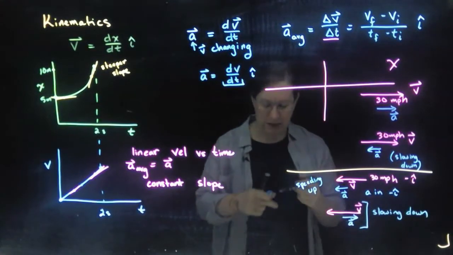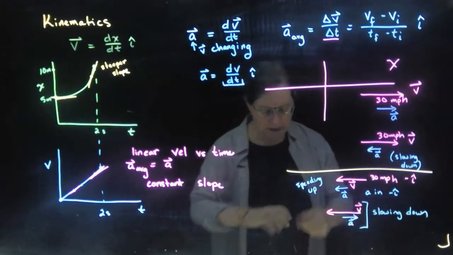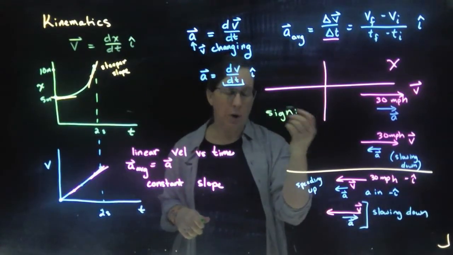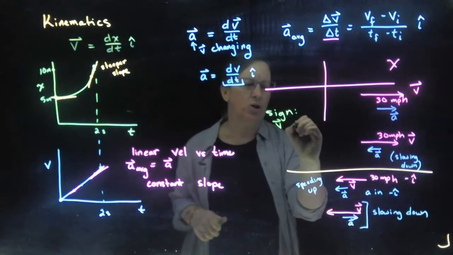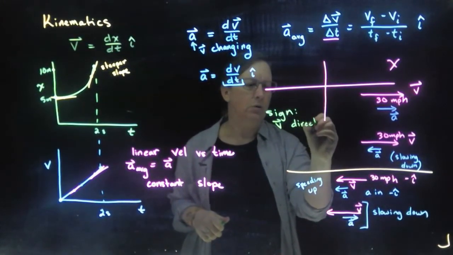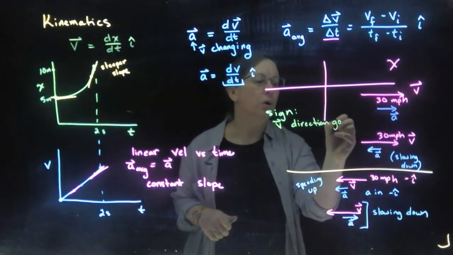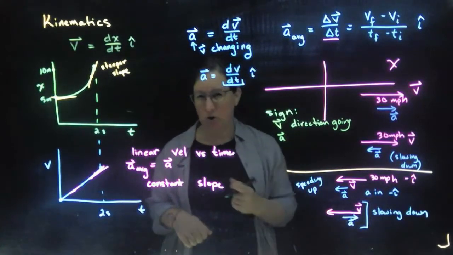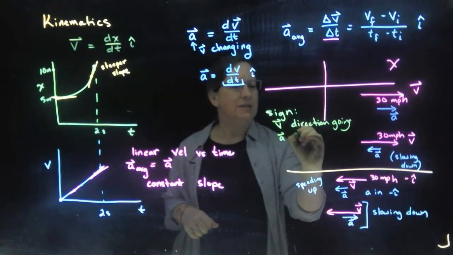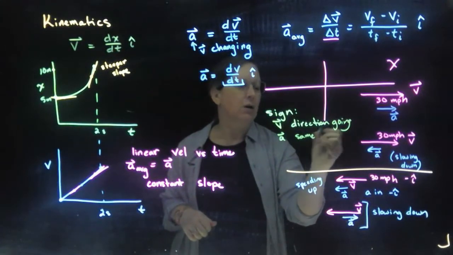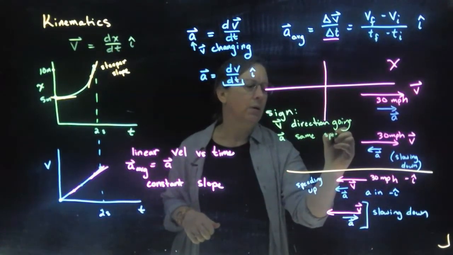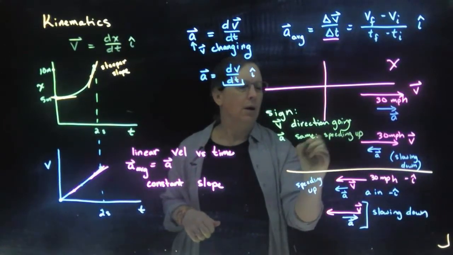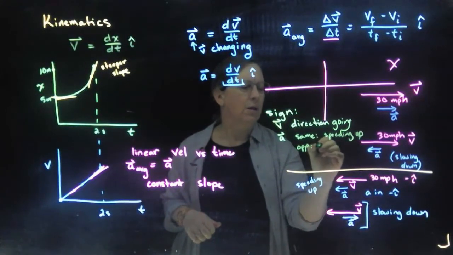So the takeaway is that the sign or the direction associated with the velocity tells you the direction you're going. So north would be a velocity direction. Acceleration tells you whether you're speeding up or slowing down. If it's in the same direction, then you're speeding up. And if it's opposite, then you're slowing down.